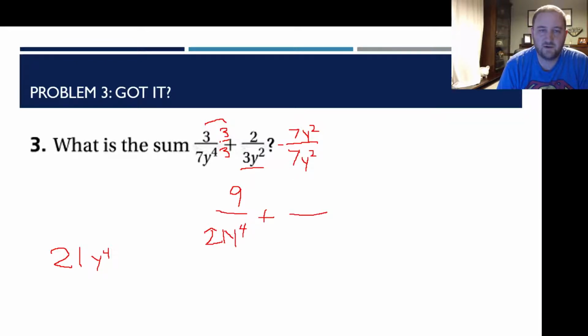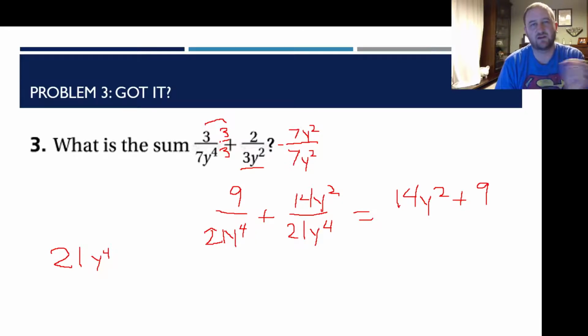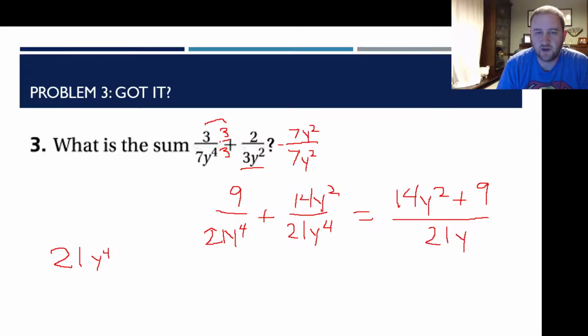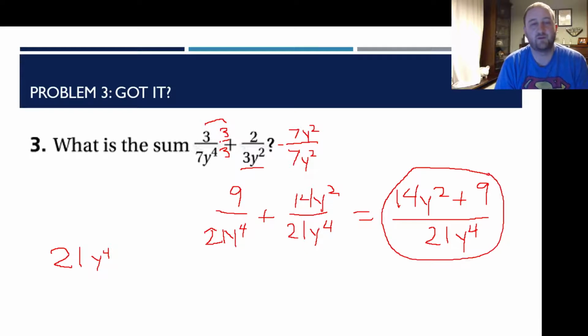Okay, now 2 times 7y squared is 14y squared, and then 3y squared times 7y squared is 21y to the fourth. So now you can see we've got common denominators. Now all we need to do is add. So we've got 14y squared plus 9. Remember, we're going to put this in standard form. You want the variable going first, over 21y to the fourth. And that's our simplified form.